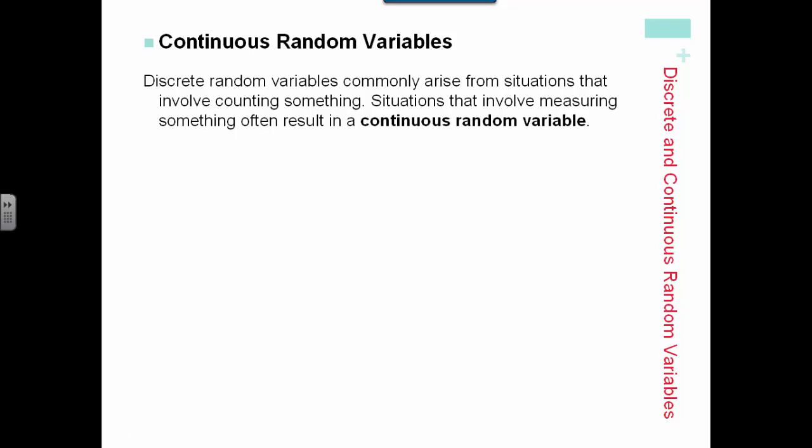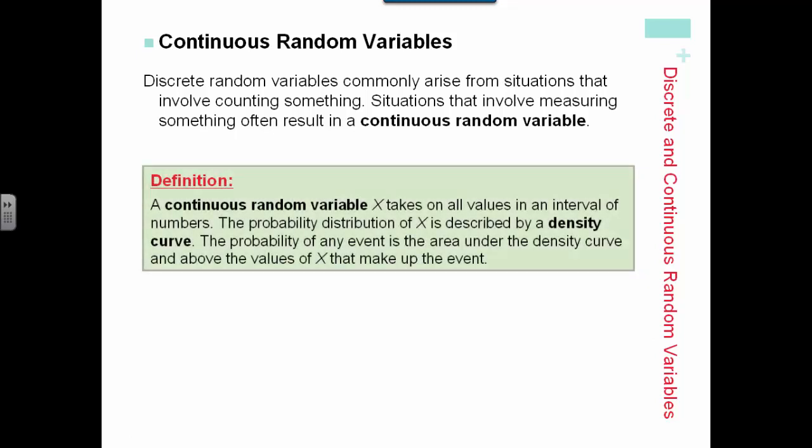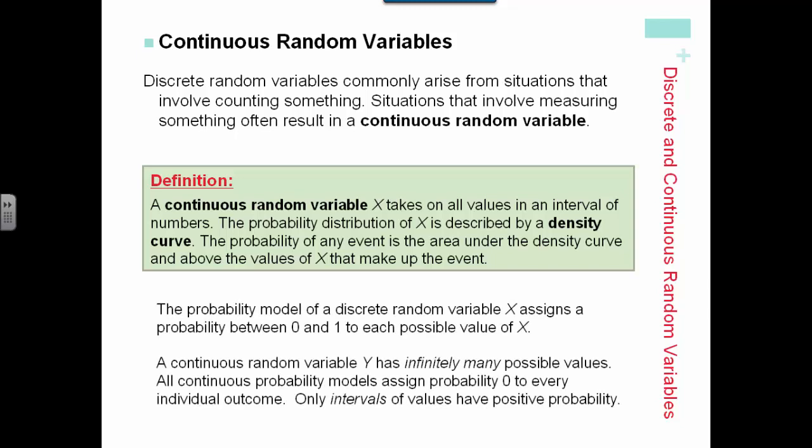Situations that involve measuring something often result in a continuous random variable. A continuous random variable x takes on all values in an interval of numbers. The probability distribution is described by a density curve. The probability of any event is the area under the density curve and above the values of x that make up the event. The probability model of a discrete random variable assigns a probability between 0 and 1 to each possible value of x. A continuous random variable y has infinitely many possible values. All continuous probability models assign probability 0 to every individual outcome. Only intervals of values have positive probability.